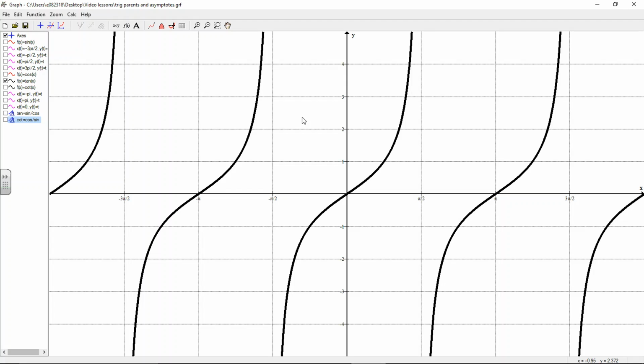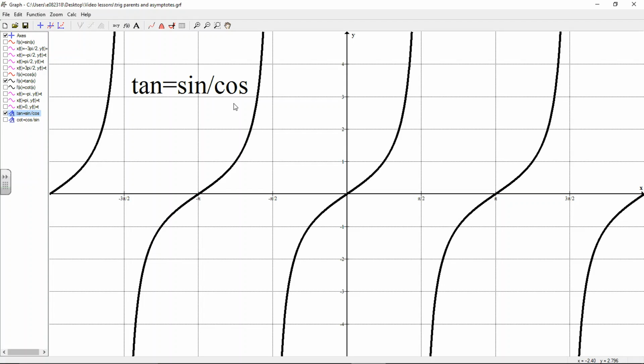So on your screen right now, you see a graph of tangent, and if you haven't seen it before, you might be saying, well, that's kind of strange. How does that even make sense from what we already know? Well, let's talk about it. So we know tangent is equal to sine over cosine. That's one way you can think of tangent.